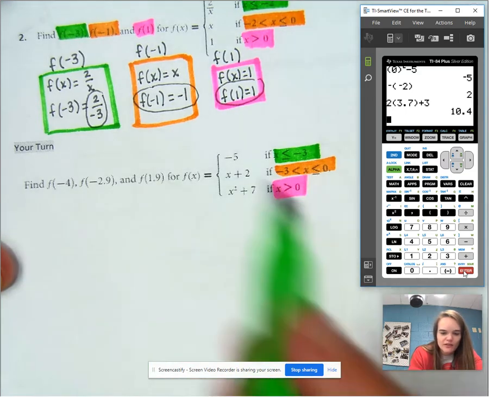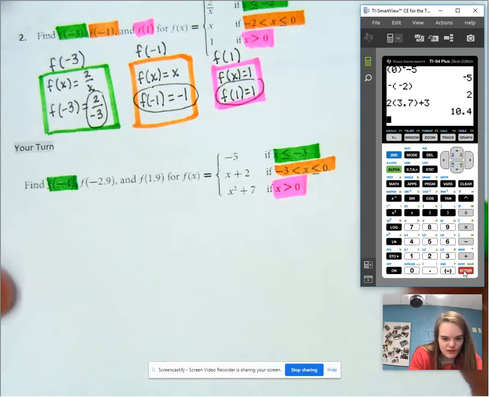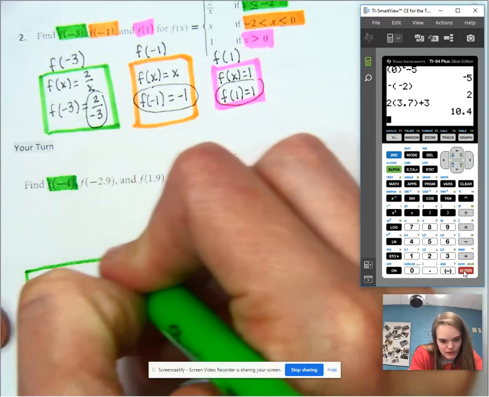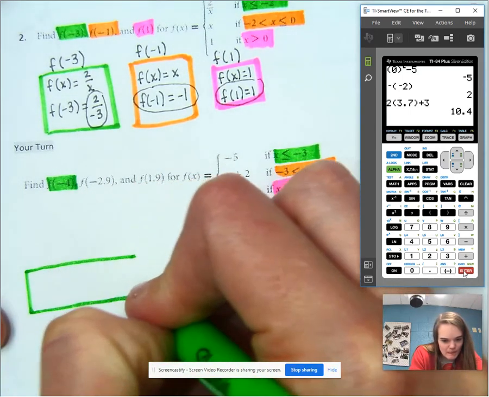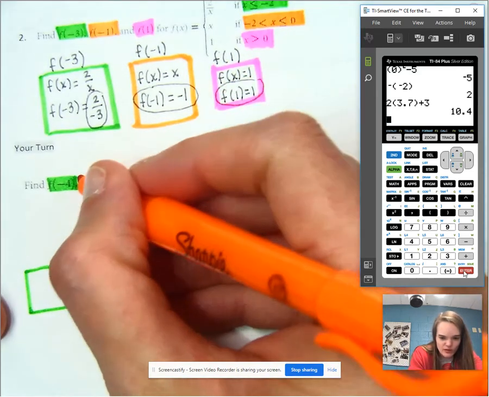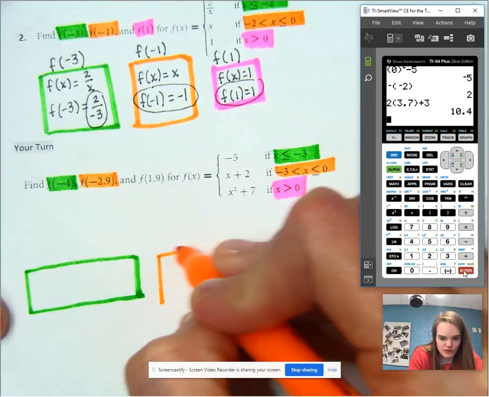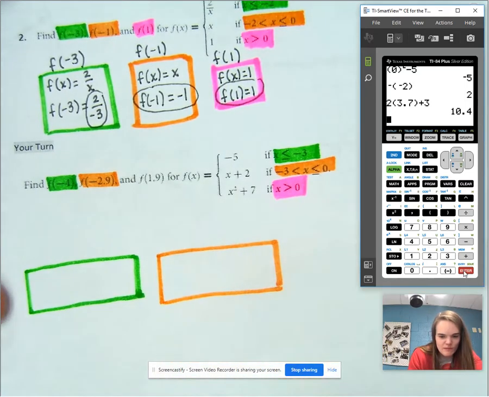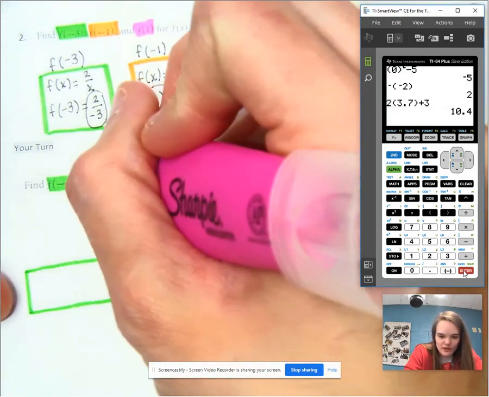Negative 4 is less than negative 3. Negative 2.9 is between negative 3 and 0. 1.9 is greater than 0.